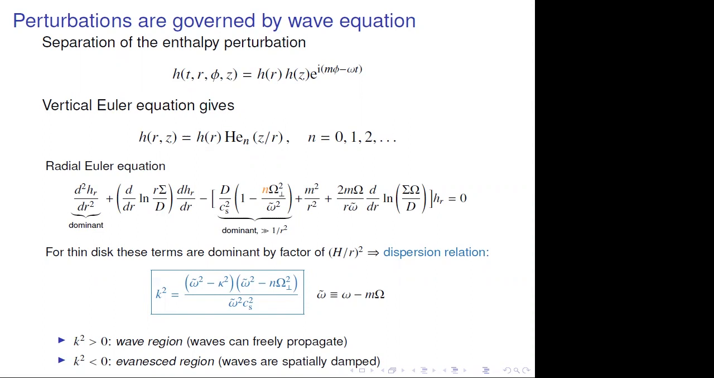And the dispersion relation in the case of a thin disk looks like this. So there is this k, which is the radial wave vector, and there is this omega tilde, which is this strange combination of omega, the frequency of oscillations, minus the azimuthal wave number m, where m equals zero is an axisymmetric mode, m equals one is a one-arm mode, m equals two is a two-arm mode, times the orbital frequency of the flow. So this will be a very important quantity very soon. And then there are some combinations of epicyclic frequency. So it looks like this, quite a simple formula.